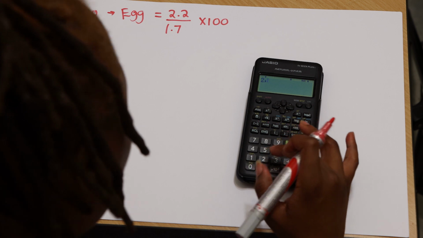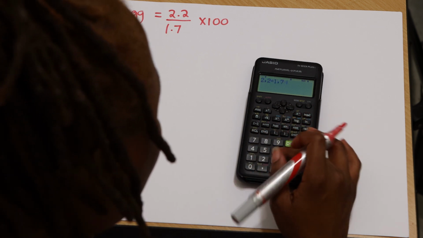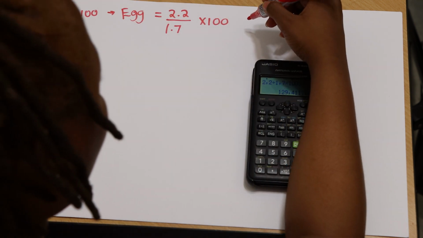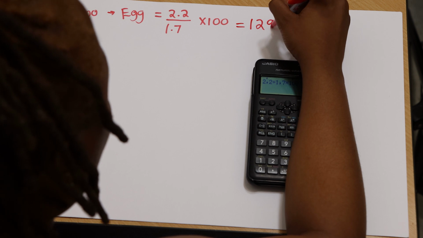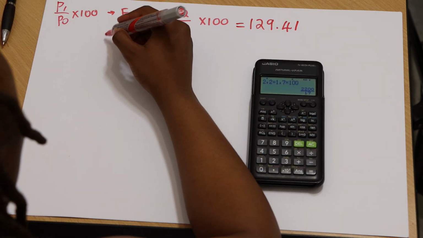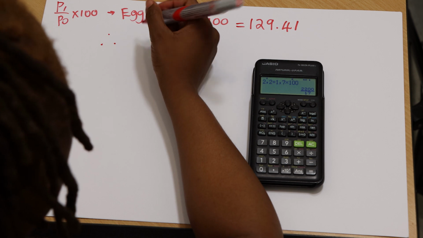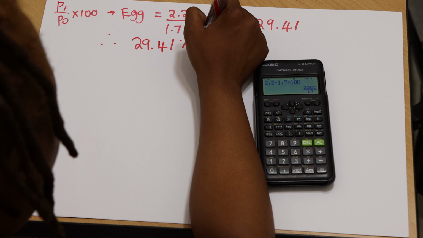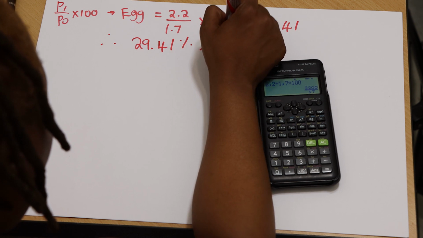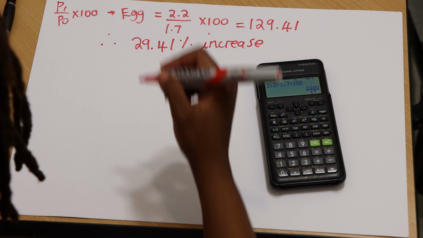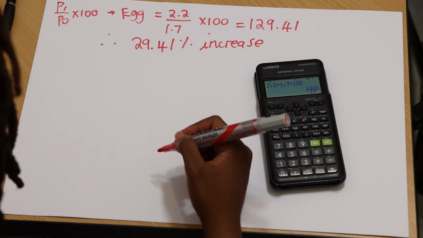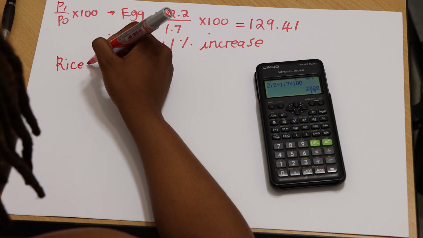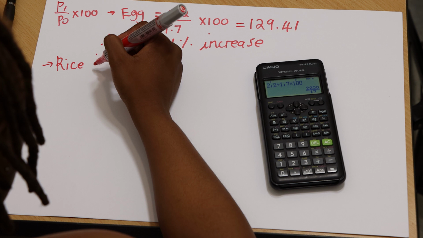So this would give us 2.2 divided by 1.7. That's 129.41. So this means since 129.41 is more than 100, there's a 29.41% increase in the price of eggs between 2020 and 2023. The question also wanted rice. So for rice again, it will be P1 over P0 times 100.